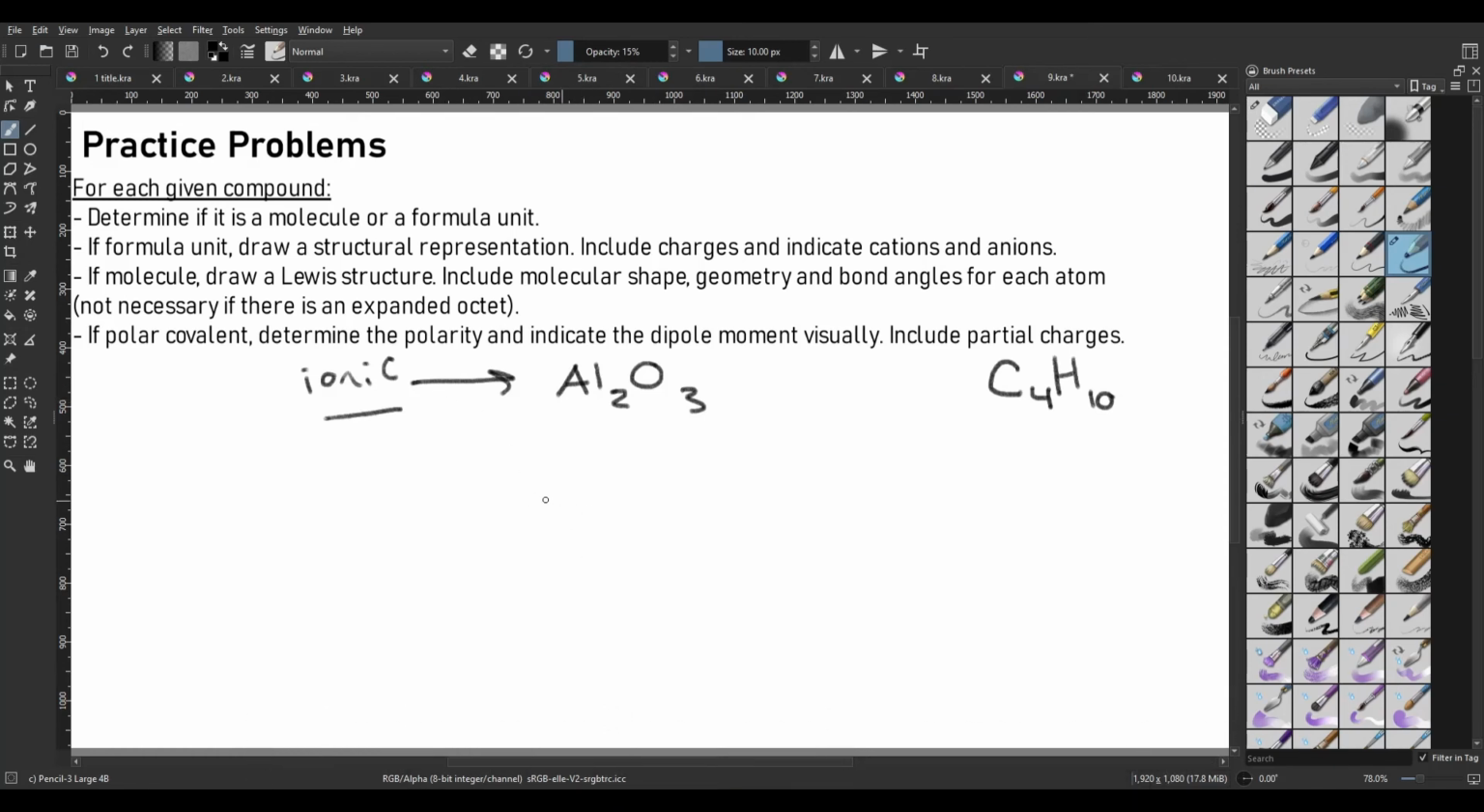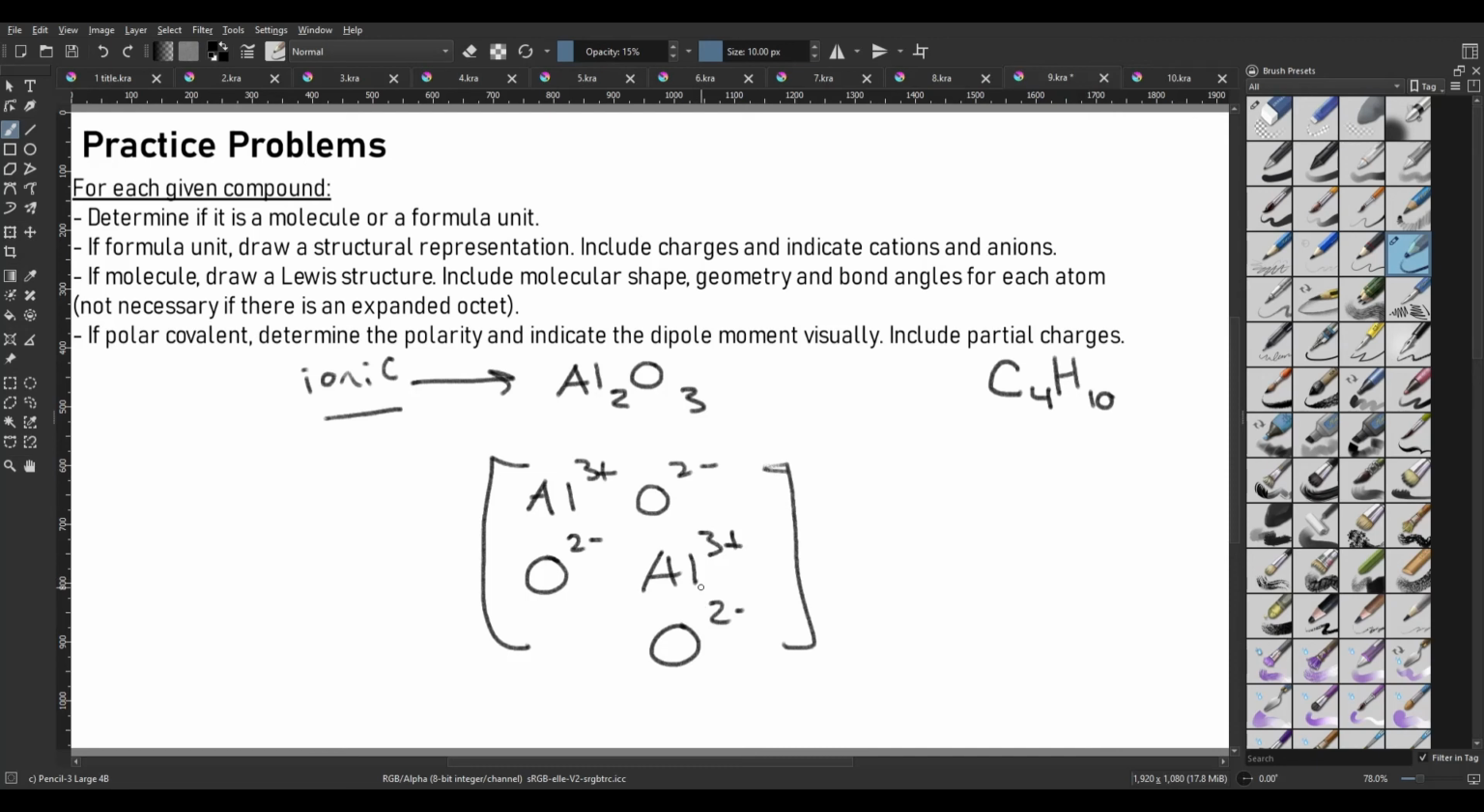So we can draw this in a lattice for a single one of these as Al3+, O2-, O2-, Al3+, and then we'll stick an O2- here. And in reality, this of course would be more. There'd be a whole lattice of these here, but this is good enough for what we're doing today. And then the last part of this says charges. We did that. Our charges are 3+ and 2- respectively. And we need to indicate cations and anions.